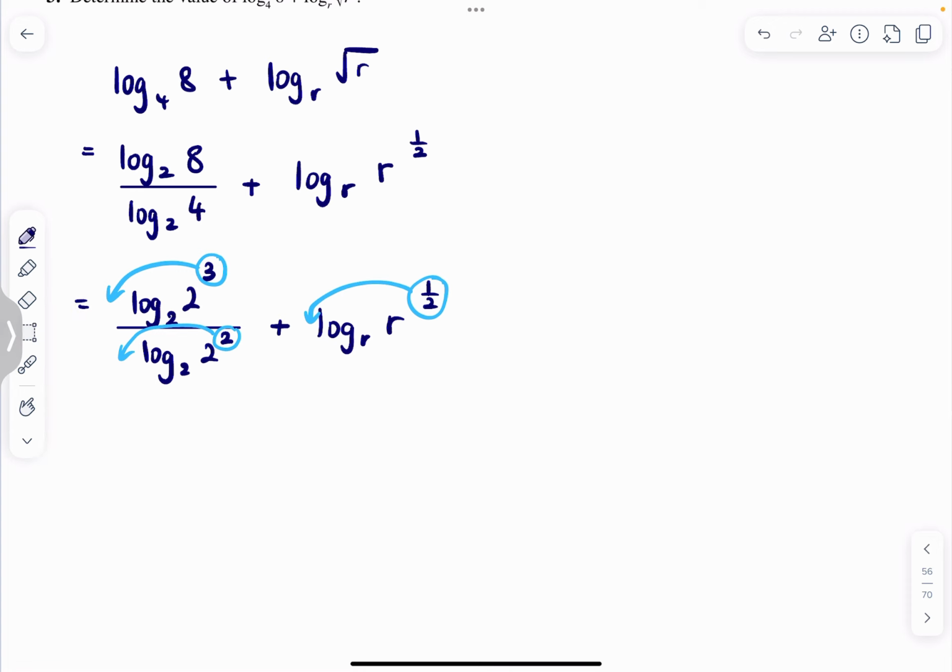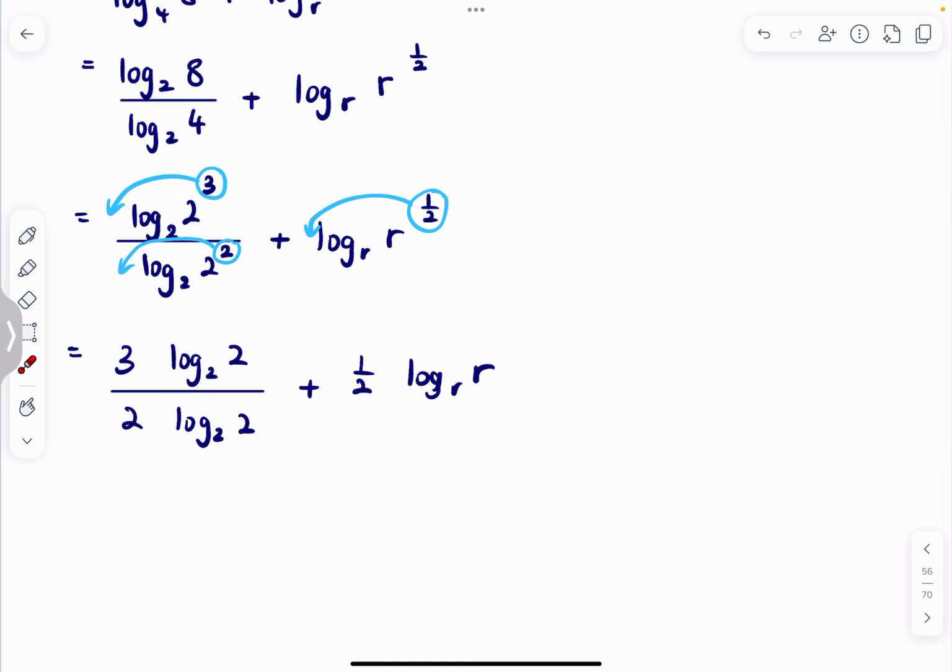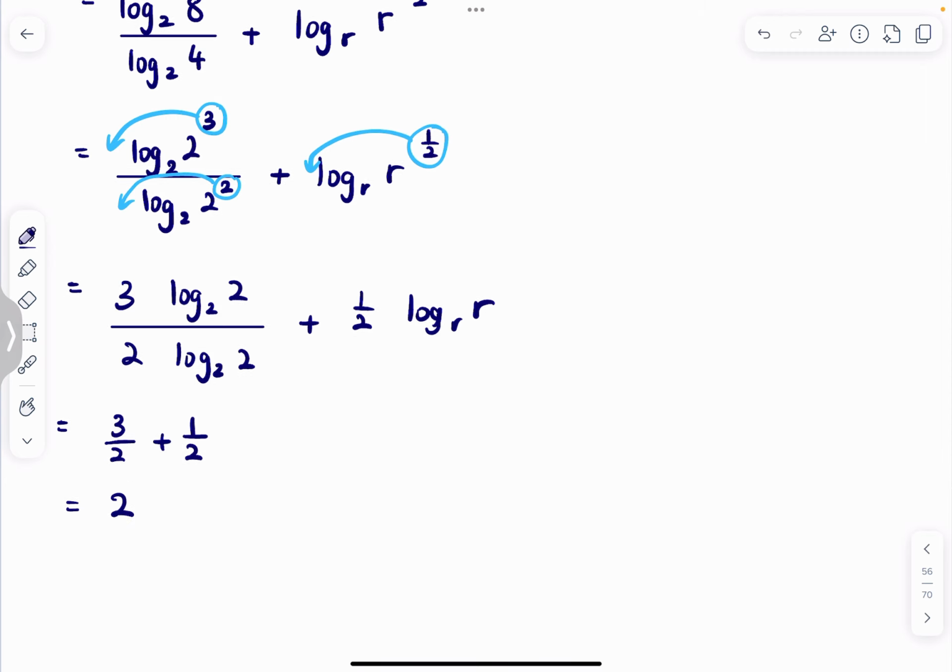So this becomes 3 log 2 over 2 log 2 plus 1 over 2 log r. Okay. Then another law of log states that if these two numbers are the same, it becomes 1. So 3 times 1, 2 times 1, this also will become 1 now. So it's basically 3 over 2 plus 1 over 2. So this will become 4 over 2, which is just 2. Done.